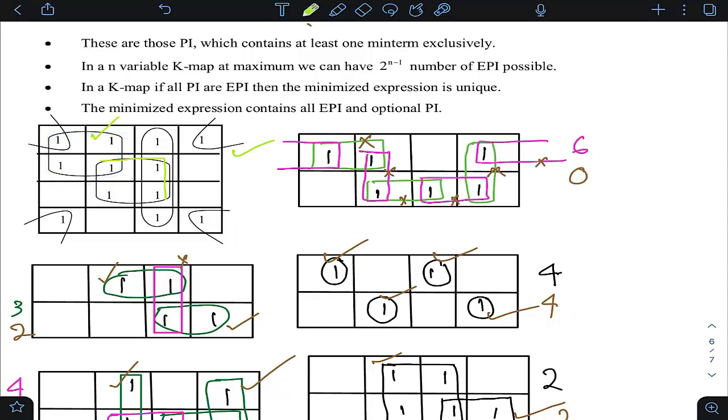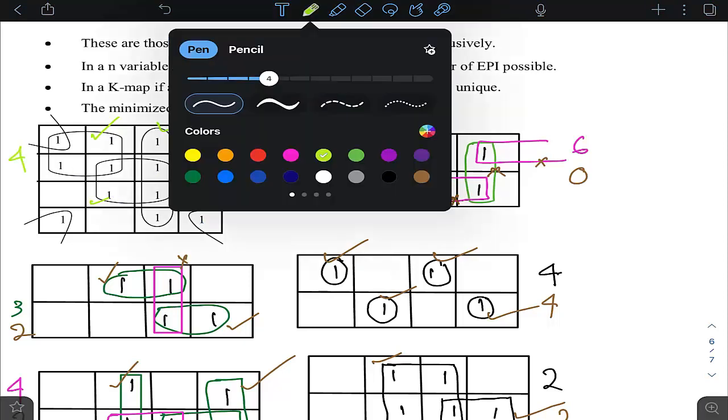And one is this one. So this is also a PI and this is also a PI. So basically how many groups are done? 1, 2, 3, 4. So the number of PI is 4. What about the number of EPI?